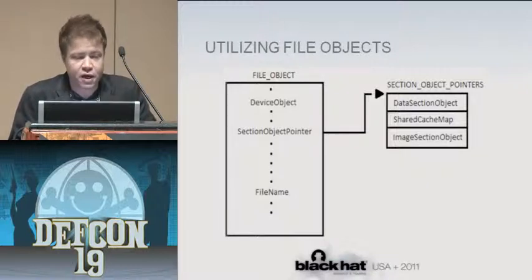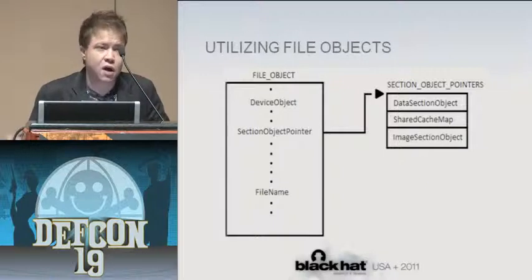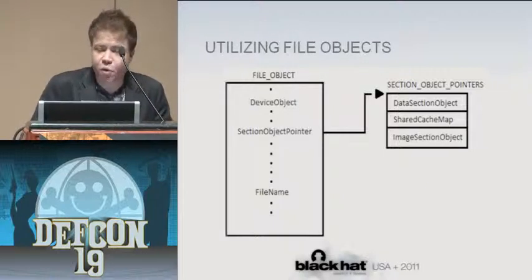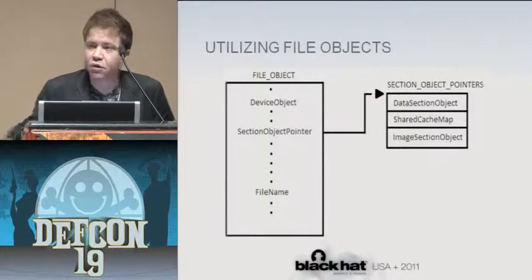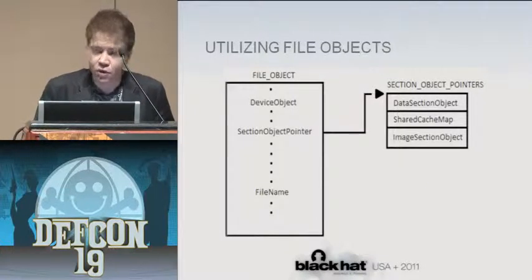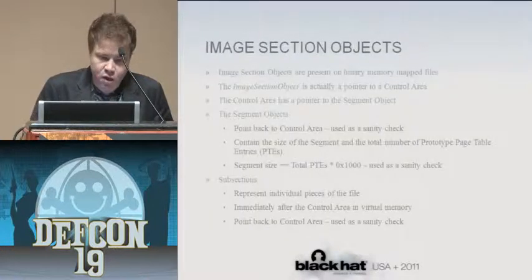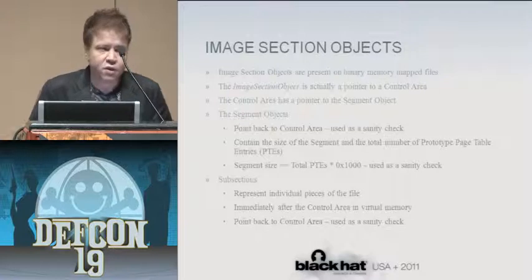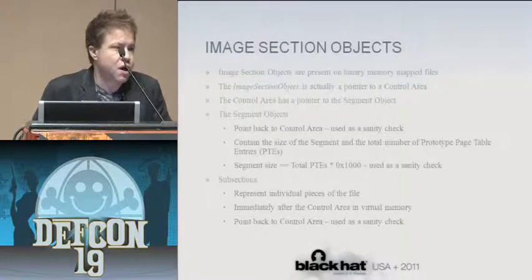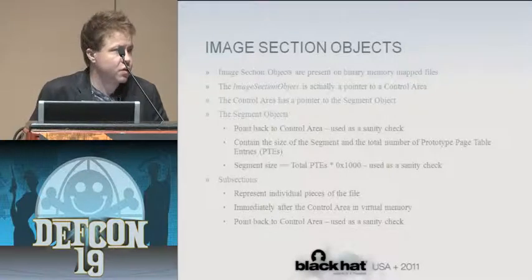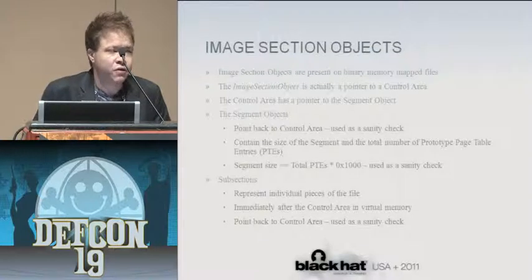It contains a pointer to that section. It contains a pointer called section object pointers, and section object pointers only has 3 members, and WinDbg will tell you all this, or Rasanovich might as well. So image section objects are very interesting to us in forensics and IR because they represent binaries that are loaded in memory. So if a binary is loaded up, the Windows loader is going to create a section object for that binary.